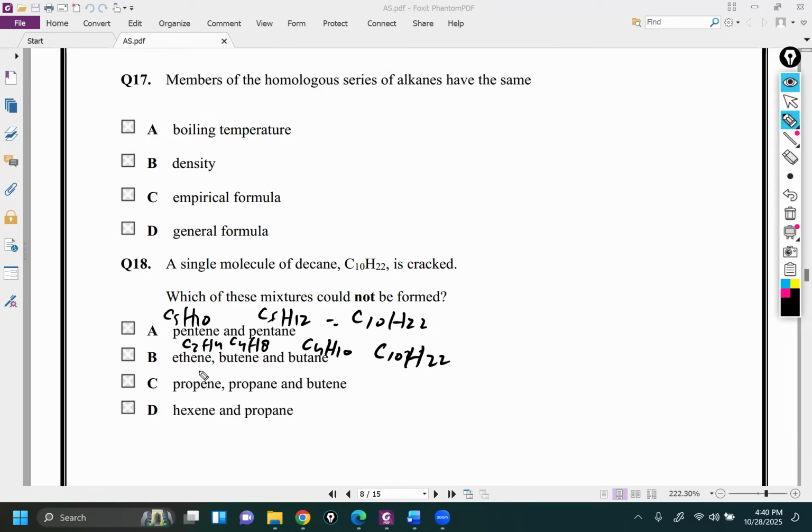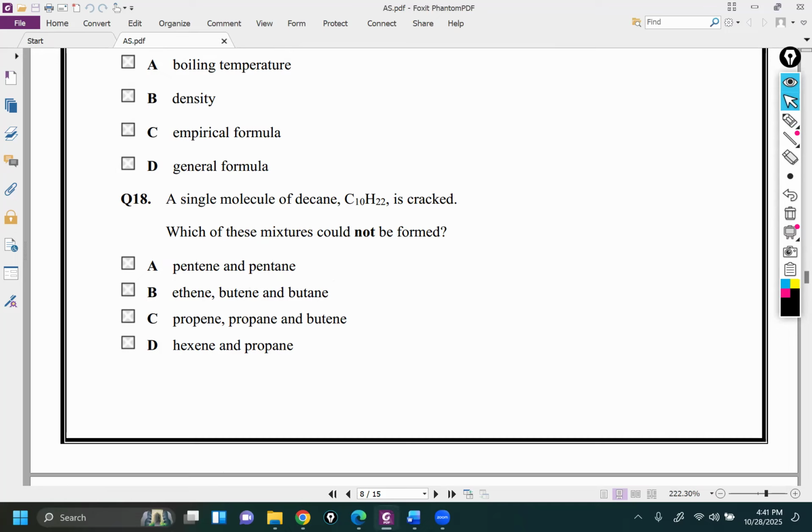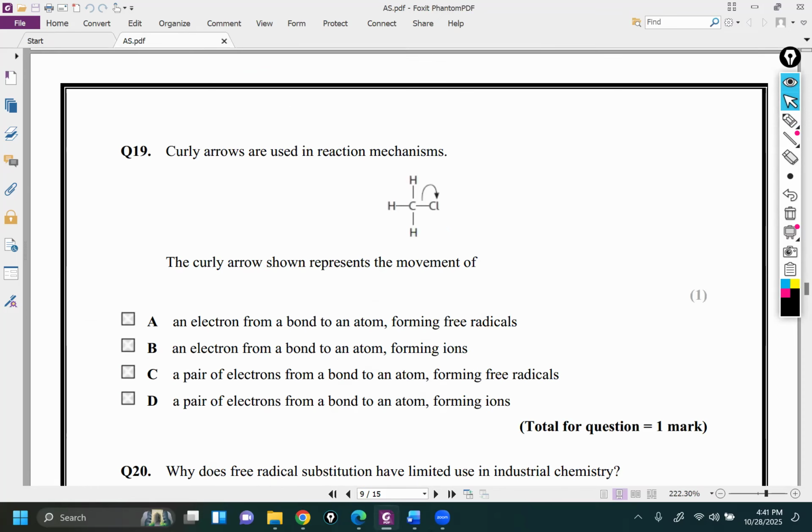Propene having 3 carbons, hydrogen double. Propane C3H8 and butene C4H8. So look here, 3 and 3, 6, 6 plus 4, 10, carbons are 10, 6 plus 8, 14 plus 8, 22, hydrogens are 22, so it also could form. While hexene C6H12 and propane C3H8, here carbon 6 and 3 will give carbon 9. It comes from carbon 9, so this is the correct option. In this case, if you simply add the number of carbon atoms of the products and then relate it to the reactant, that is decane.